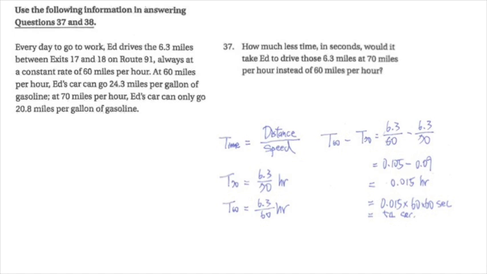So time equals distance over speed. The time spent at 70 miles per hour equals 6.3 over 70. And the time spent at 60 miles per hour is 6.3 over 60 hours. So the difference in time is 6.3 over 60 minus 6.3 over 70, which in the calculator is 0.105 minus 0.09, and that equals 0.015 hour, and we need to change that into seconds. So 0.015 times 3,600, which equals 54 seconds.